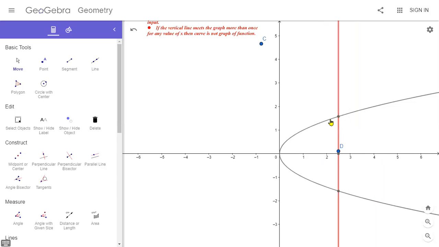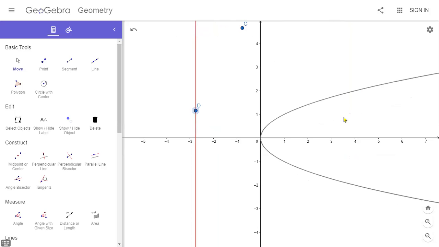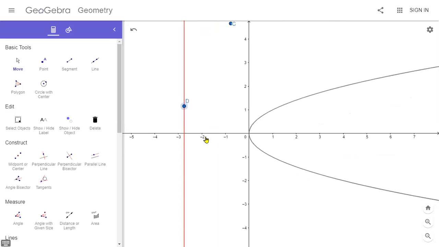If the given curve is the graph of a function, then that vertical line should touch only at one point. But here it touches two times, at 2 points, one at this point and one at this point. We can check any value of x. For any value of x, this vertical line always touches this graph two times. So this curve is not the graph of a function.